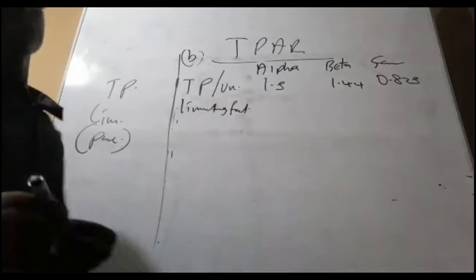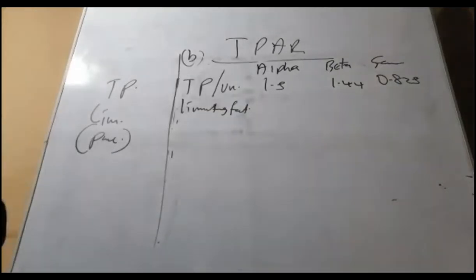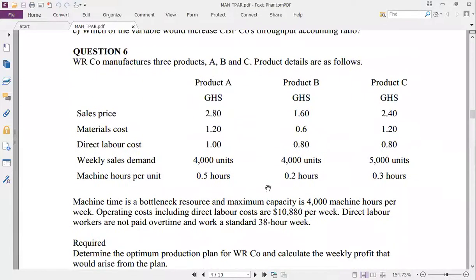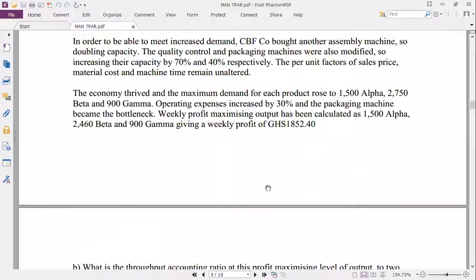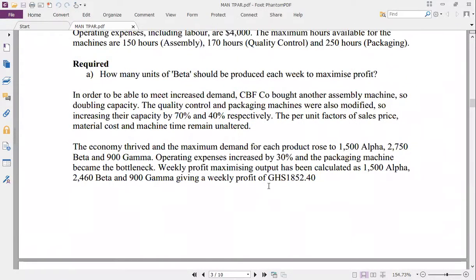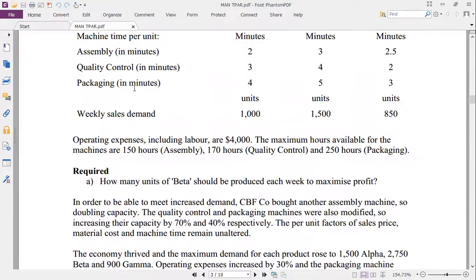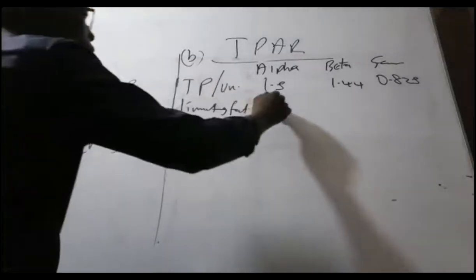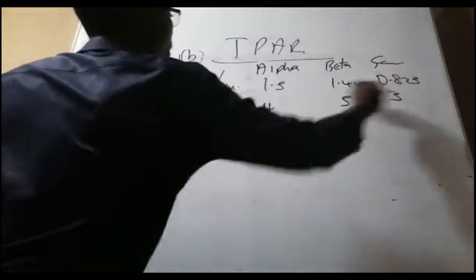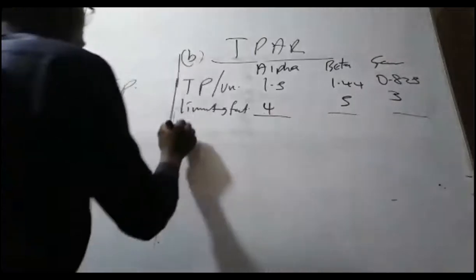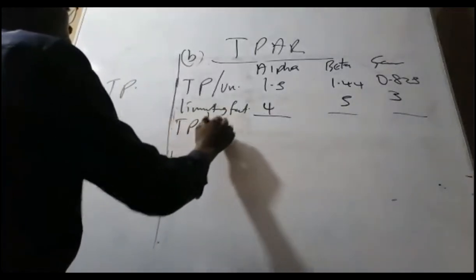Which is the packaging. So let's go and pick the packaging time, because we were told that the new limiting factor is packaging. So what's the packaging time? Packaging time is 453. So what will be the throughput per limiting factor?